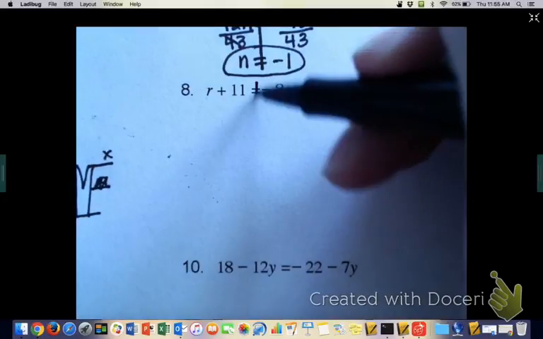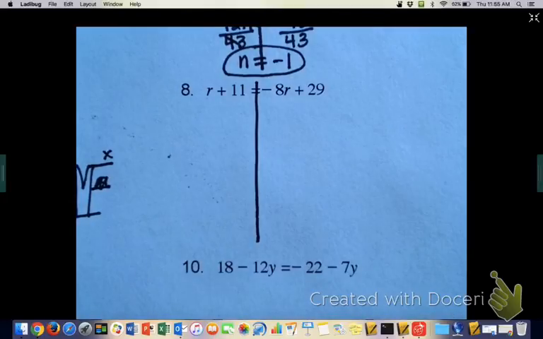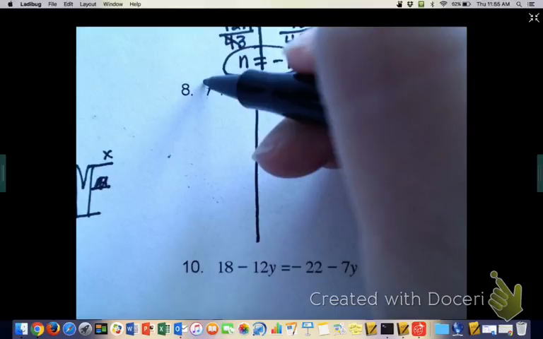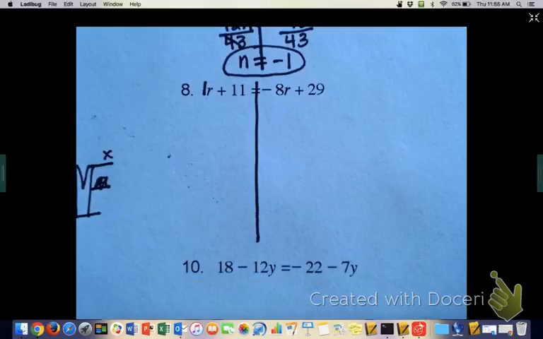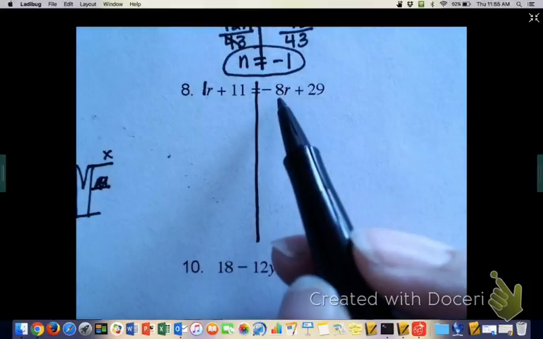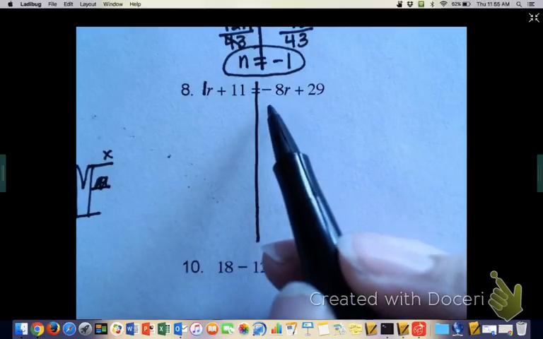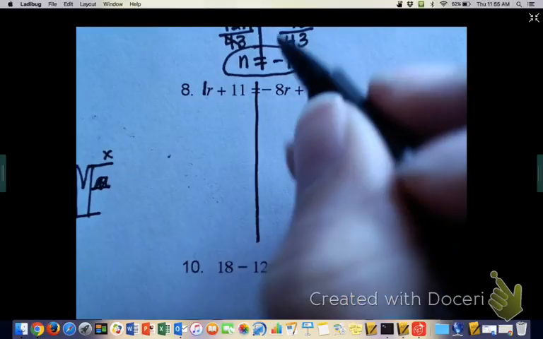Number 8, move one of your variables. Either move your 1r or your negative 8r. 1r would have to be subtracted. Negative 8r would have to be added, and I like that. So I'm going to add 8r.